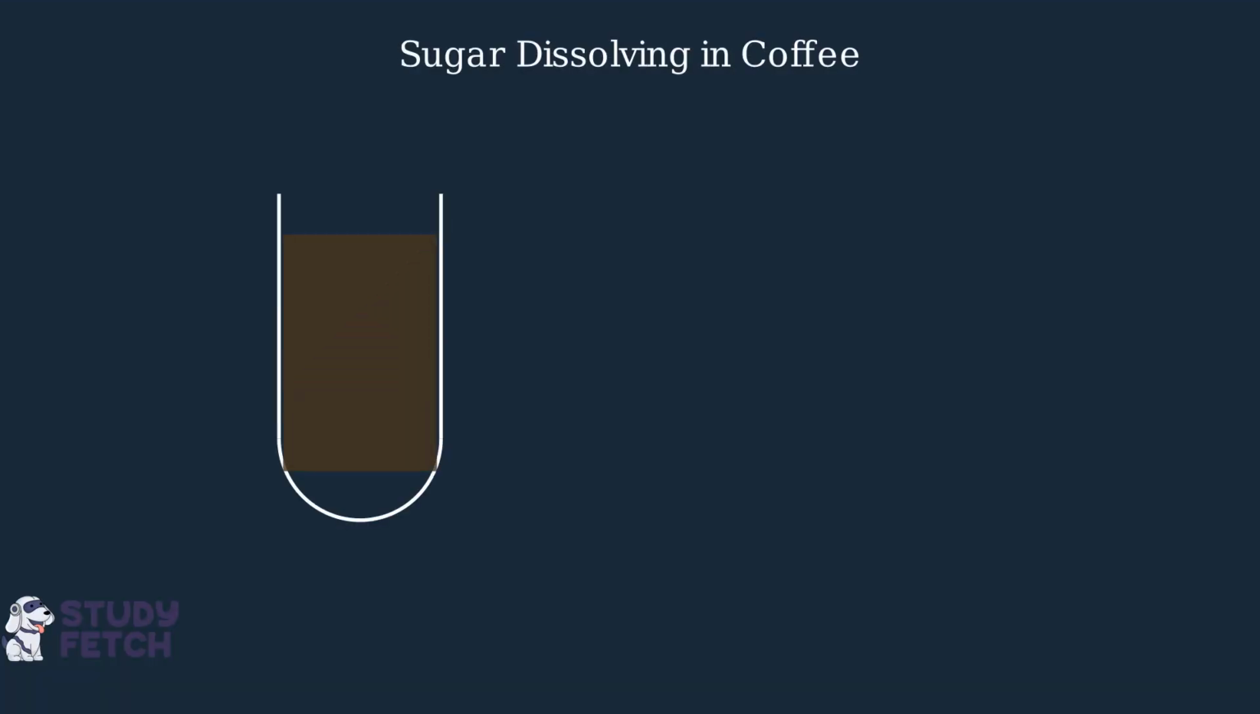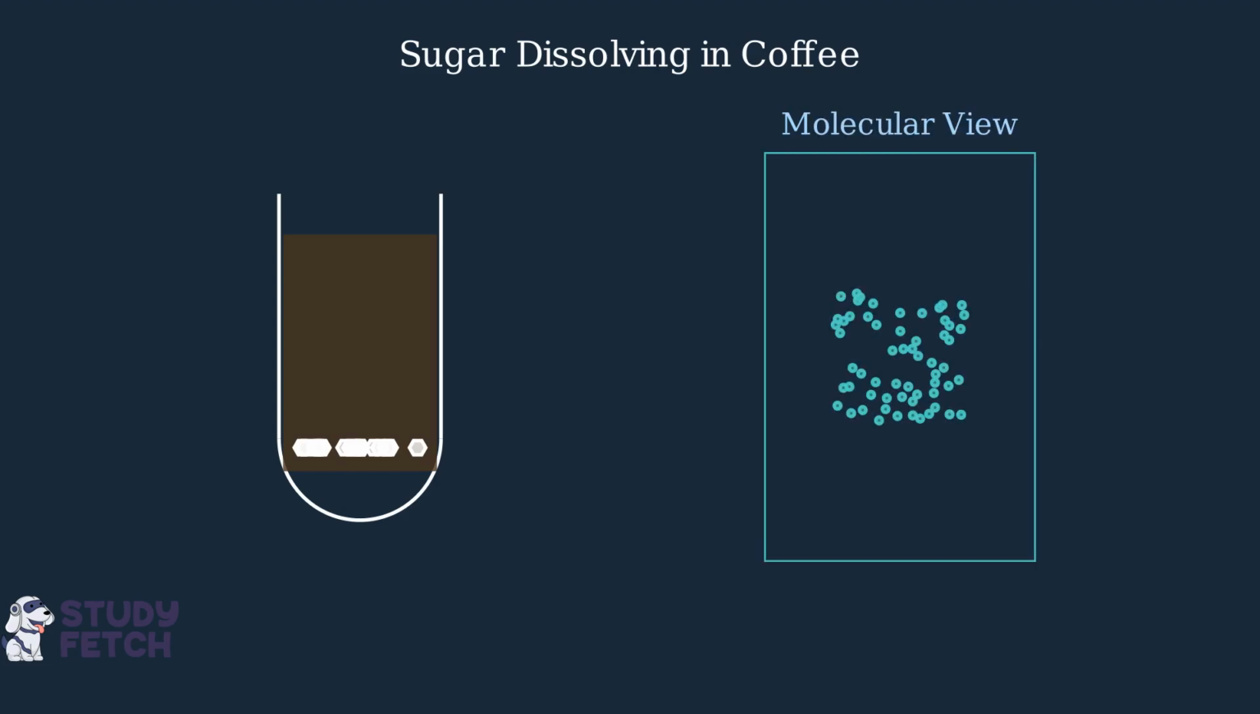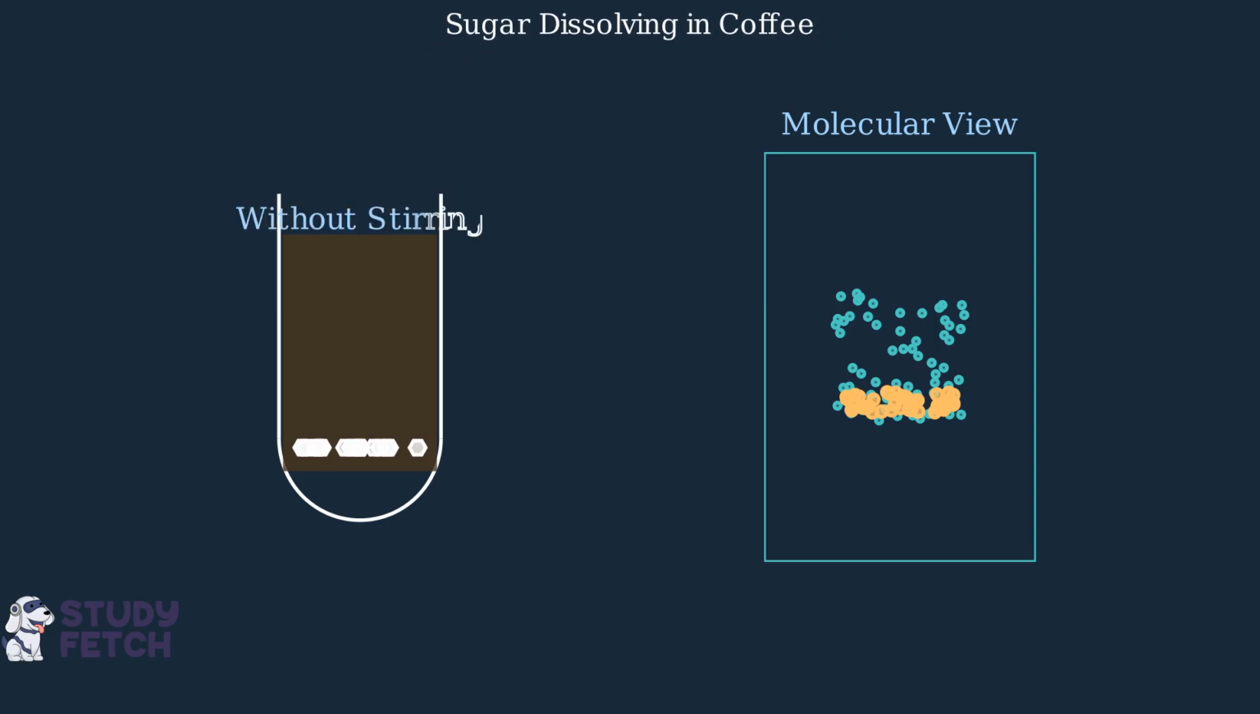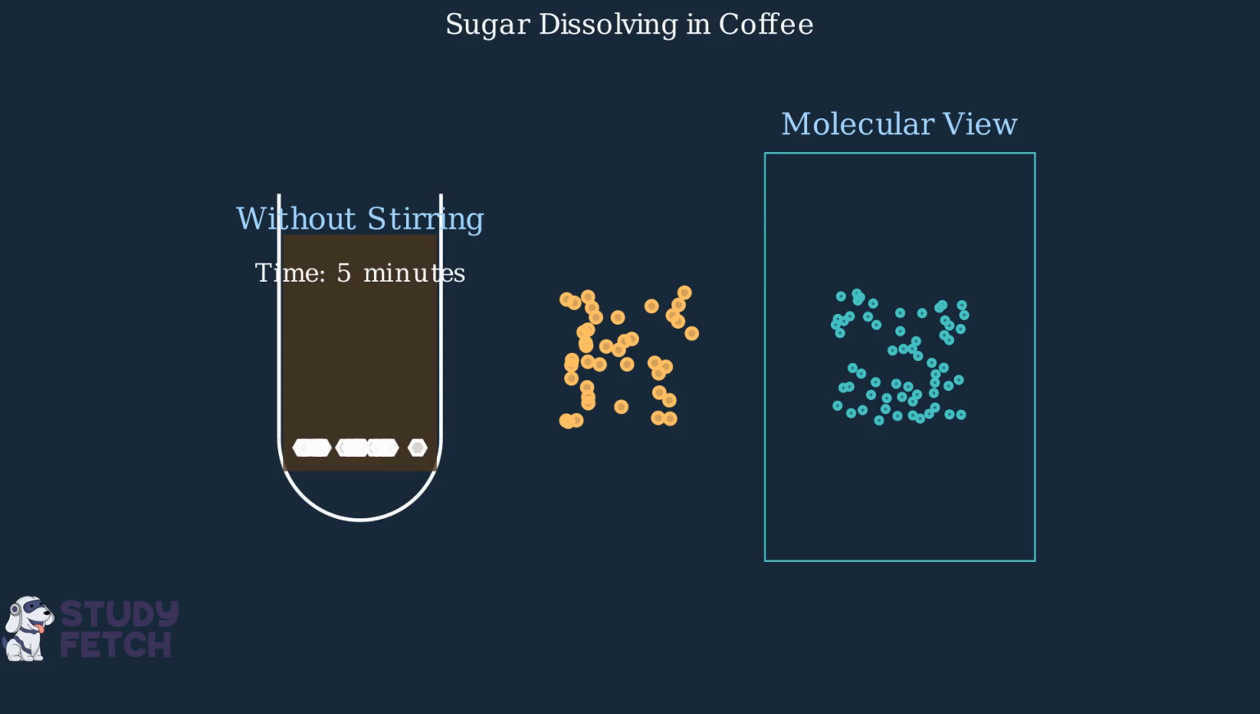When sugar is added to coffee, it dissolves and diffuses throughout the liquid. Initially, the sugar concentration is highest at the bottom, where the crystals are added. At the molecular level, sugar molecules start to disperse from areas of high concentration to areas of low concentration. Without stirring, sugar molecules slowly diffuse through random molecular movement. This process can take several minutes to reach an even distribution throughout the coffee.